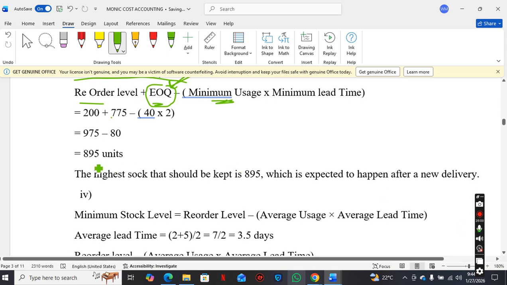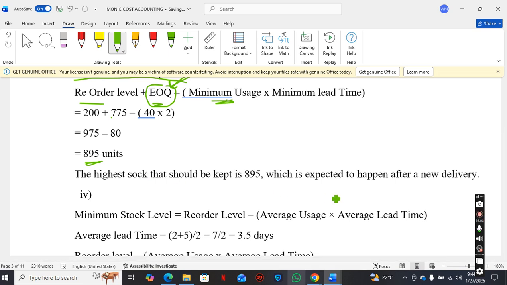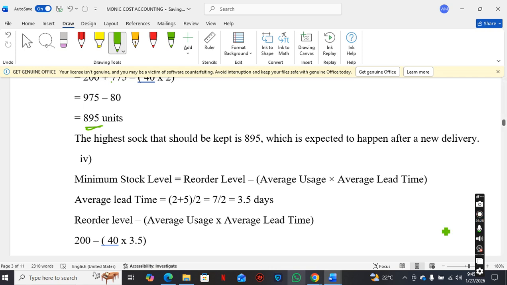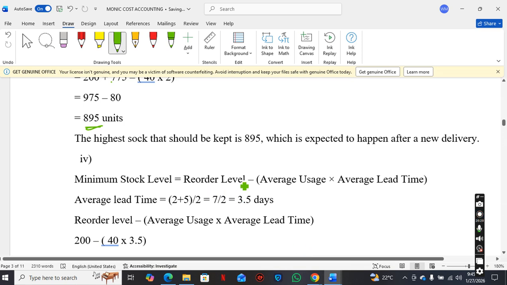Yes, so this is the maximum stock we should have in our shop. Minimum stock level, this is the lowest we should reach. As the name implies, minimum stock level. So it's the reorder level minus average usage times average lead time. Okay. So average daily usage, we already have it, it's 40 days.